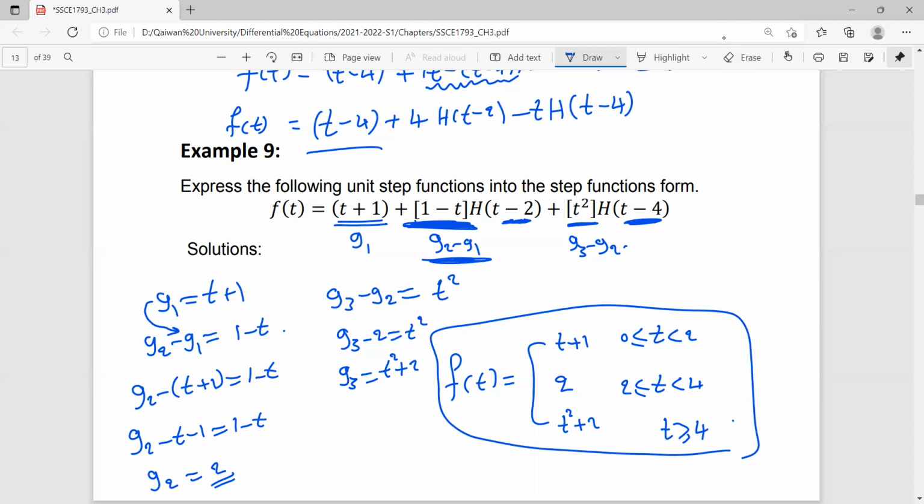That's all. Here, it's just finding the limits, I mean the intervals, and also the functions. You have given G1. From G1 you can get G2, and from G2 you can get G3. Because there is a relationship between G2 and G3.